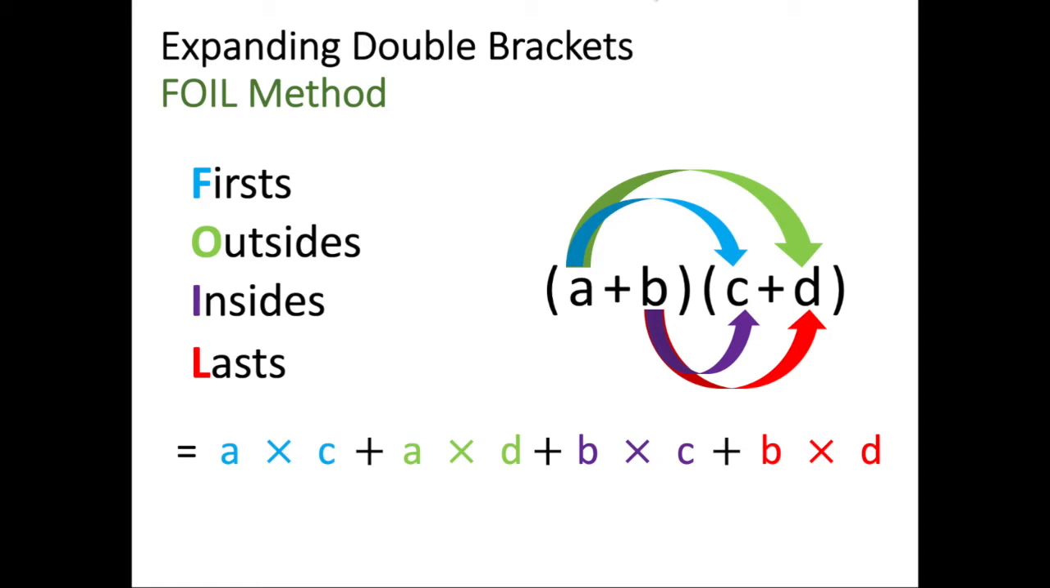After I've applied the FOIL method, I can go ahead and simplify and do my multiplications. That is going to equal ac plus ad plus bc plus bd. So the expanded expression from a plus b, c plus d is equal to ac plus ad plus bc plus bd. The FOIL method is the method that I normally like to use when I'm expanding binomial expressions.